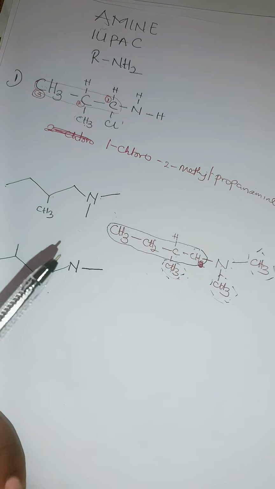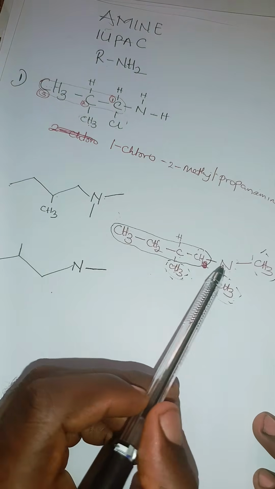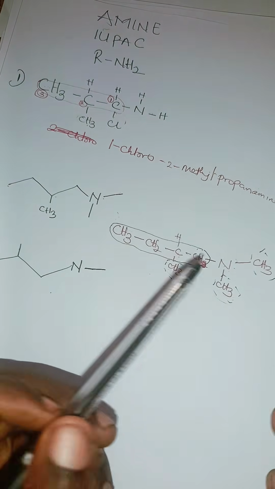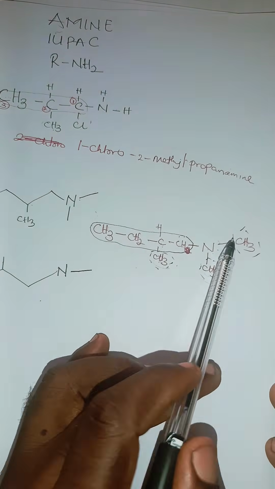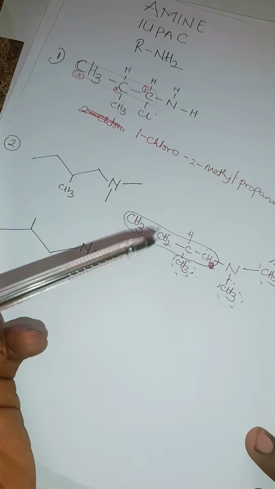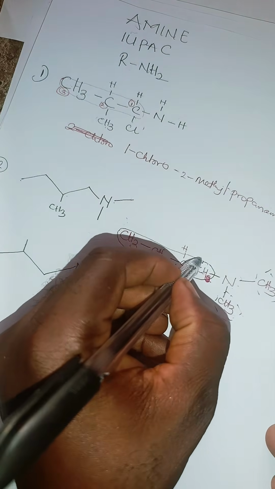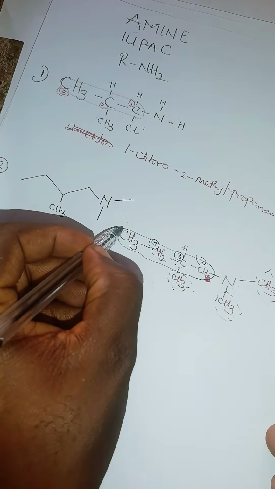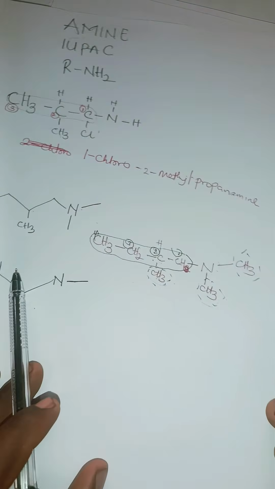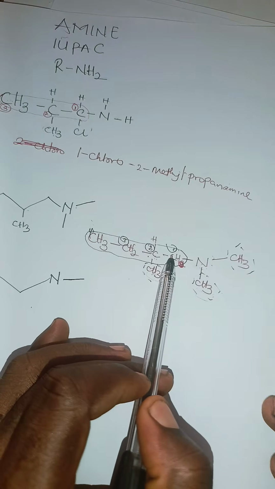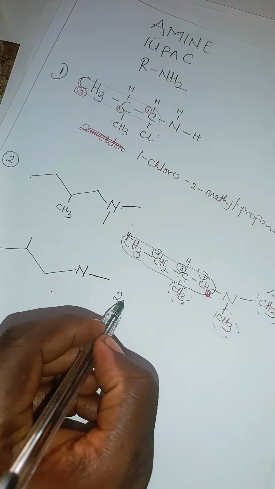So how do we go about them? How do we name them? In this case, we have 3-methyl. These are 3-methyl, but these ones are attached to nitrogen, while this one is attached to a carbon. So how do we name this one? This is position number 1, position number 2, position number 3, position number 4. I told you, you start from the carbon that is connected to the nitrogen here. So this is 1, this is 2. So that means 2-methyl.